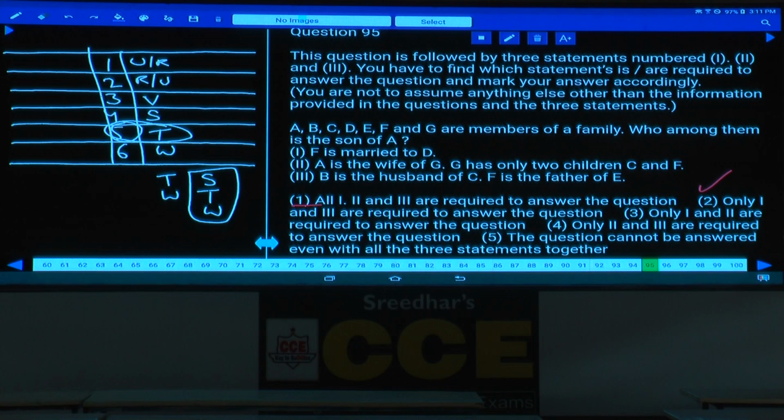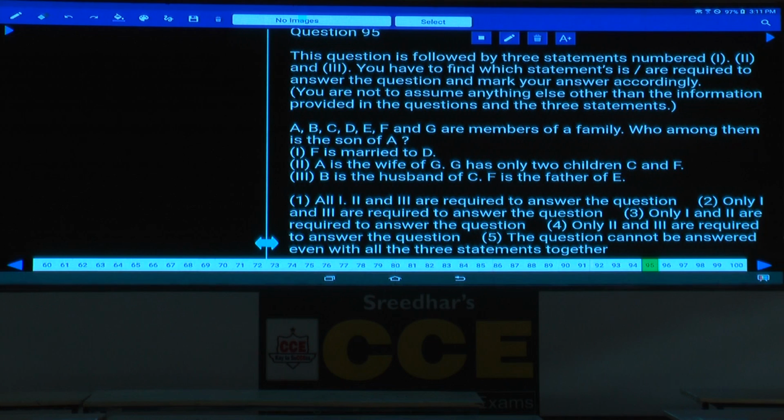Then coming to 95, A, B, C, D, E, F and G are the 6 members of a family. Who among these is the son of A? Now the question is about who among them is the son of A. The choices are all 1, 2 and 3; 1 and 3. First we should go for 1 and 3.